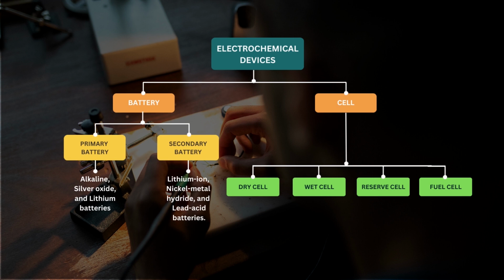These different types of cells have unique characteristics and applications. Dry cells are popular for their portability and are commonly used in consumer electronics. Wet cells are larger and more suitable for applications where size and weight are not constrained. Reserve cells are specialized dry cells with a stable voltage output. Fuel cells represent a stable and efficient technology for electricity generation, often used in environmentally friendly applications like hydrogen-powered vehicles and clean energy generation.